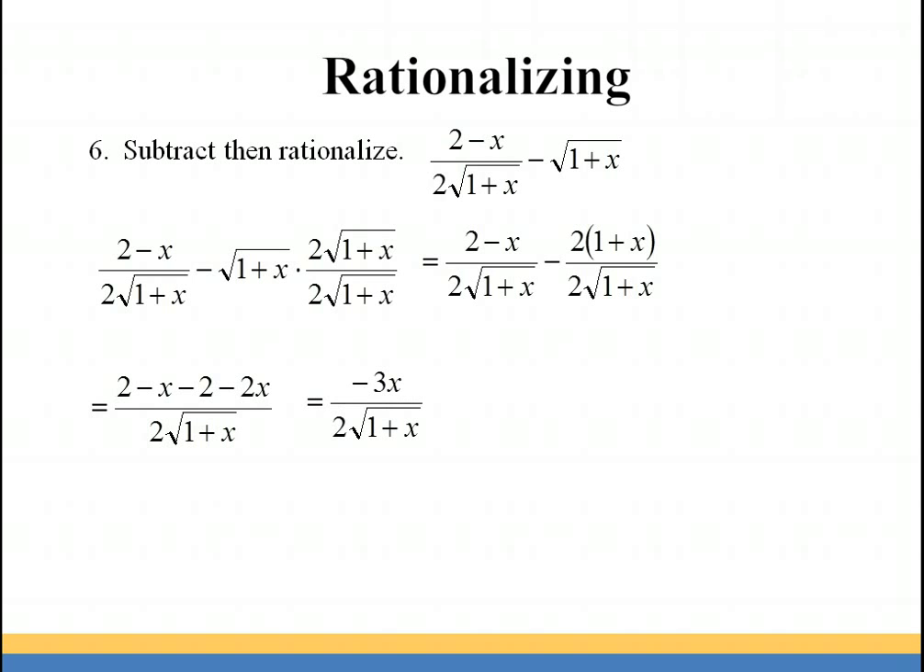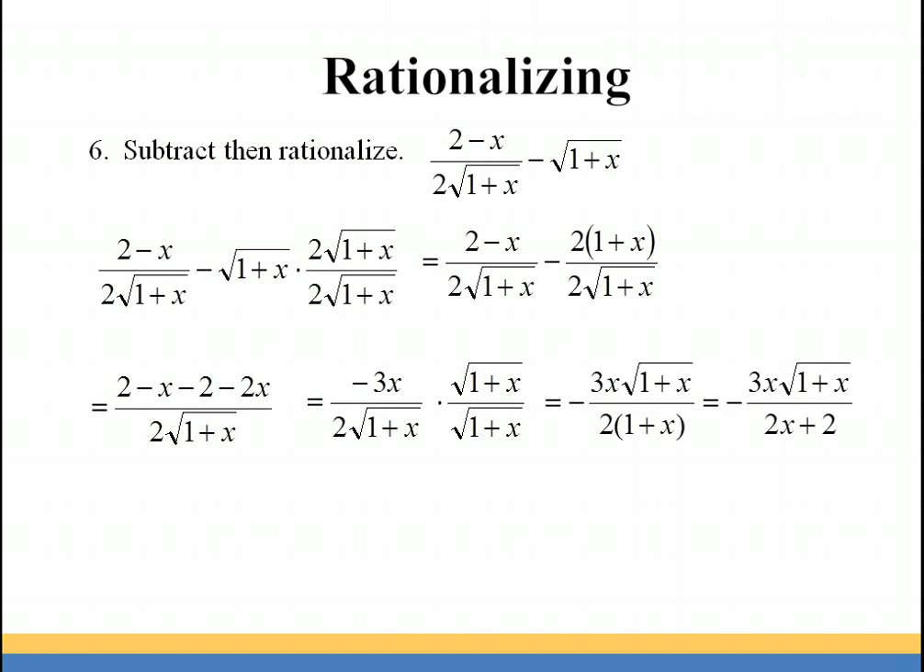And then we just combine like terms and our numerator becomes negative 3x. Now with this one we still need to rationalize. So we're going to multiply numerator and denominator by the square root of 1 plus x. So we have negative 3 times the square root of 1 plus x all over 2 times 1 plus x, multiplying straight across. So then I just distributed the 2 in the denominator. Now the domain of this problem is from negative 1 to infinity, not including negative 1.